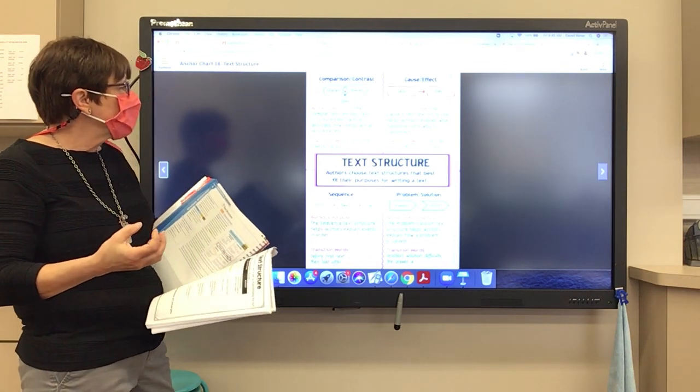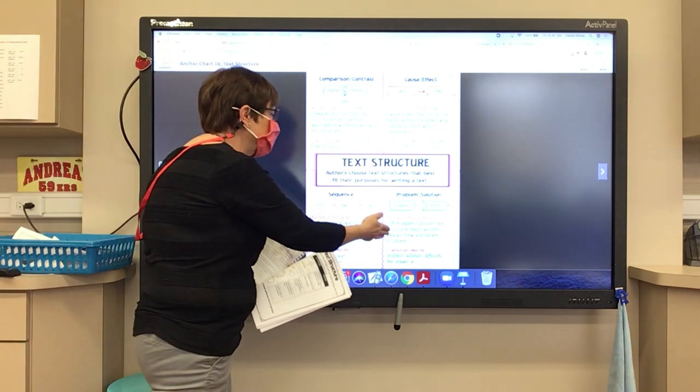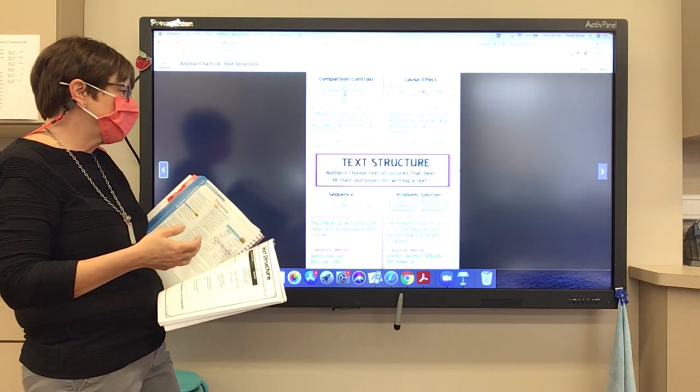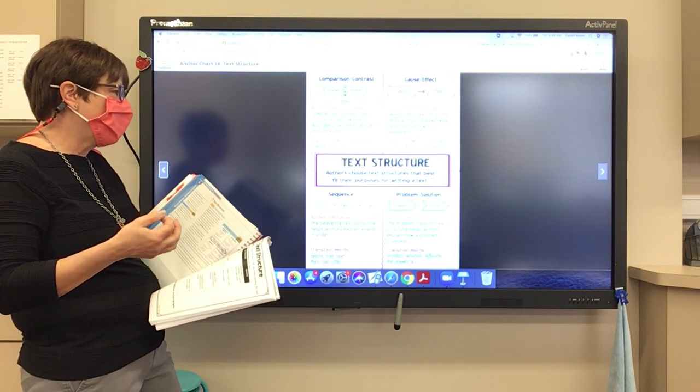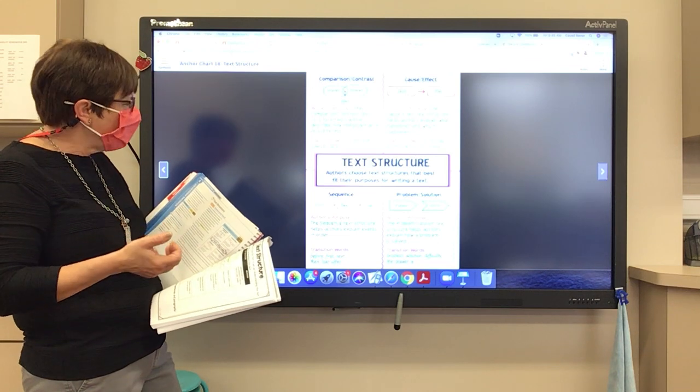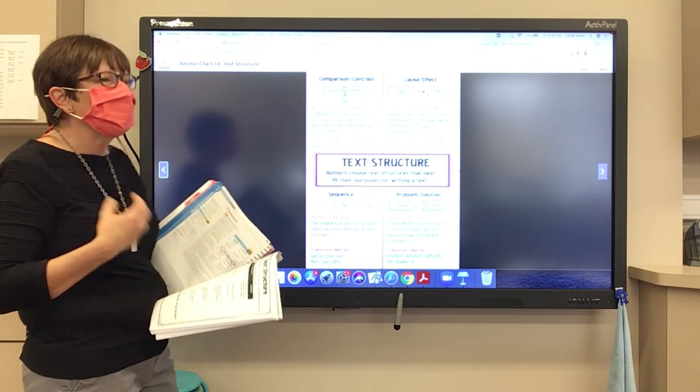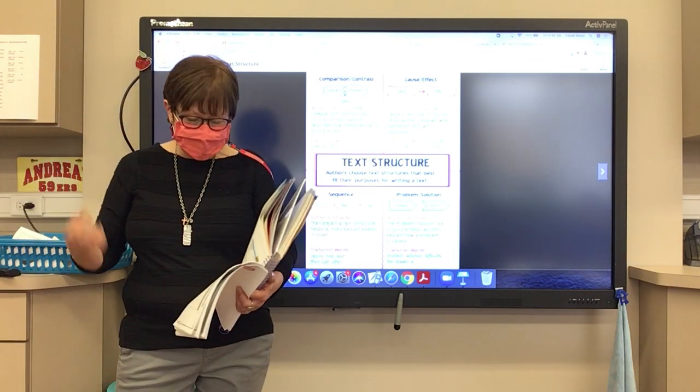The other thing with text structure would be problem and solution. The problem and solution text structure helps authors explain how a problem is solved. So there's a problem, solution, difficulty, the answers. Those would be the clue words.